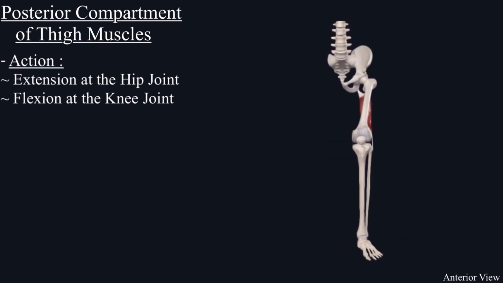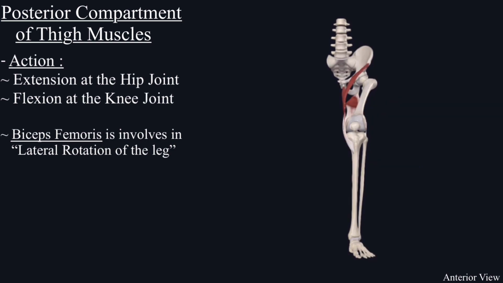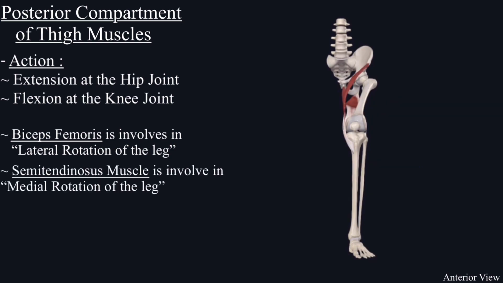Among the posterior compartment muscles, biceps femoris muscle is also involved in lateral rotation of the leg, and that is because it is inserted on the lateral surface of the fibula head. So its contraction will rotate the leg in this direction. And semitendinosus muscle is involved in medial rotation of the leg. Because of its insertion on the medial surface of the proximal tibia, its contraction will rotate the leg in this direction.